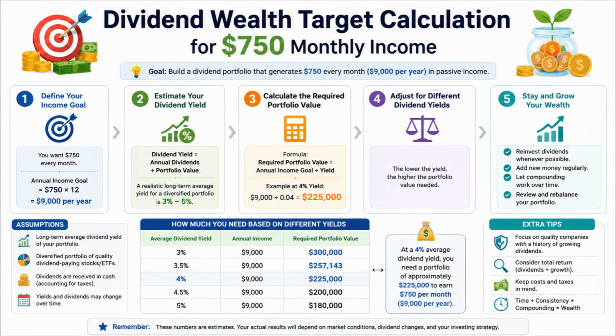As you can see, the lower the dividend yield, the higher the portfolio value needed. On the other hand, the higher the dividend yield, the lower the required portfolio value becomes. However, it is important to remember that a higher yield is not always better, because very high yields can sometimes come with more risk. For this reason, it is better to focus on quality dividend-paying companies, stocks, or ETFs that have a strong history of paying and growing dividends.